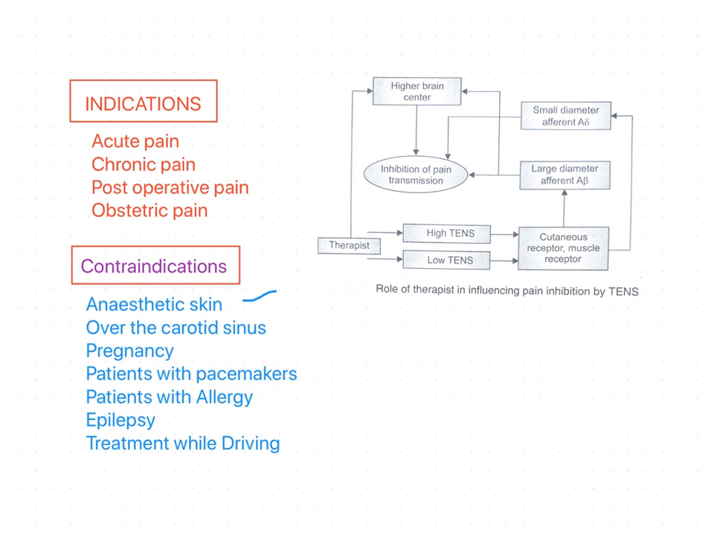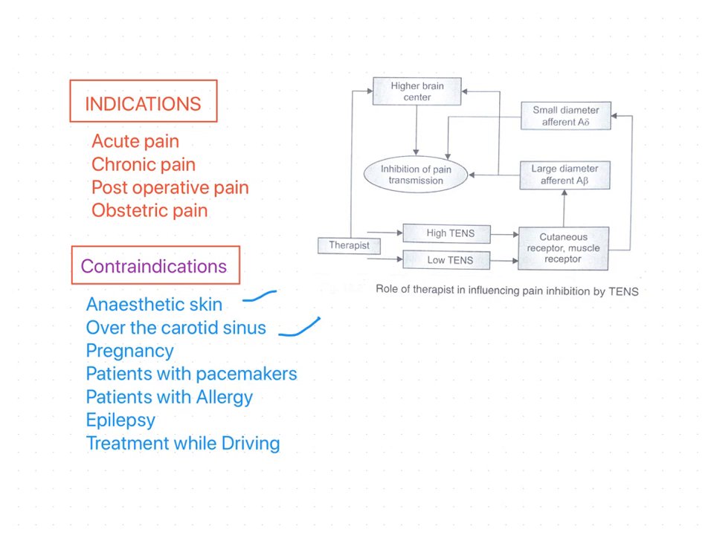Then over the carotid sinus: electrodes should never be placed over the anterior aspect of the neck, over the carotid sinus, as stimulation of this area may reduce the blood pressure. That means it may cause a fall in blood pressure.